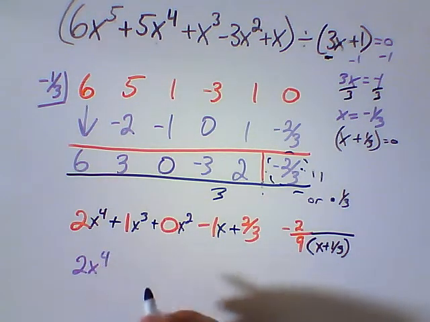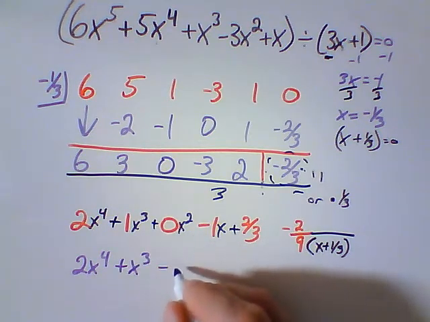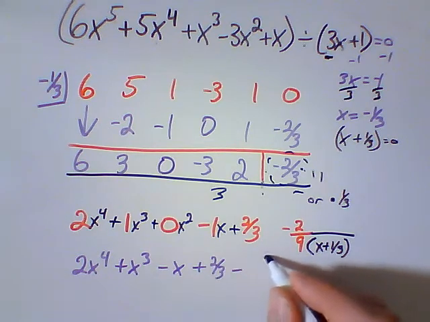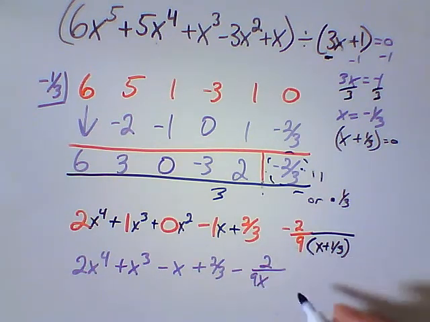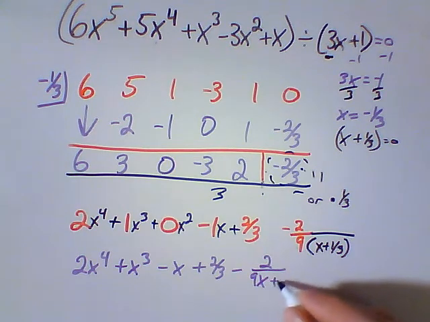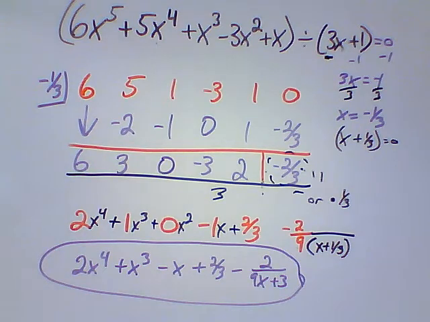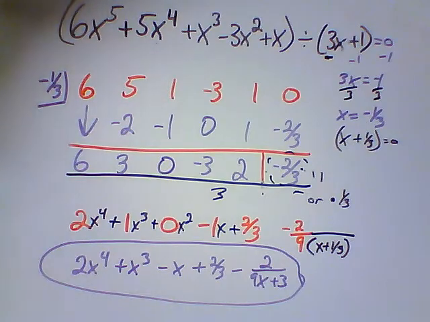2x to the 4th plus x cubed, skip him, minus x plus 2/3 minus 2 over, that's going to be 9x. And 9 times 1/3 is 9 over 3, which is just 3. And that is all she wrote. That does not have any mistakes in it, finally. Alright. And I went longer than the other videos. I apologize.